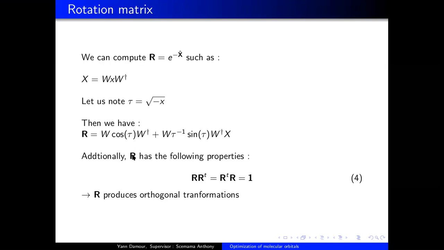So it's pretty easy to program, and we can check if the rotation matrix has good properties, because for a rotation matrix, the product of the rotation matrix by its transpose gives the identity. It's because the rotation matrix produces orthogonal transformations.